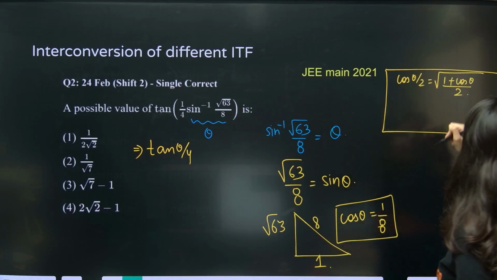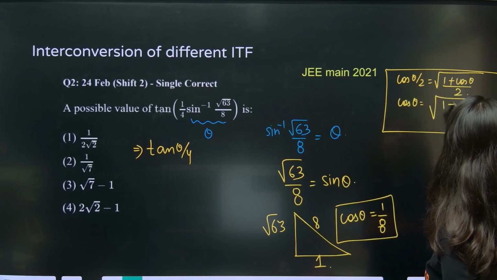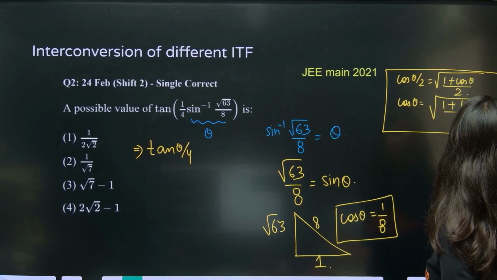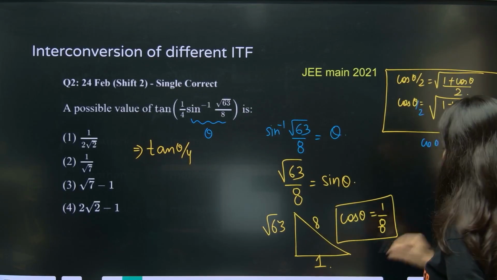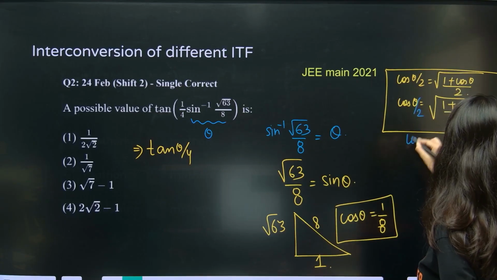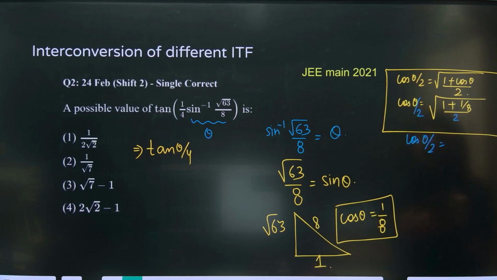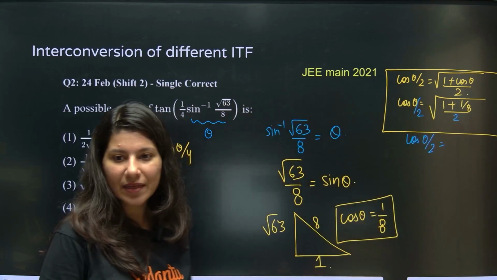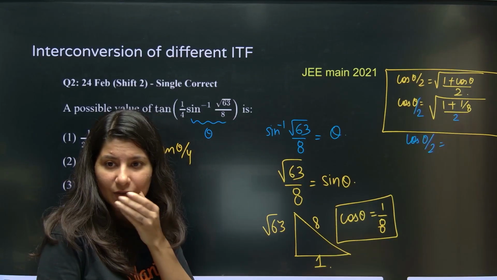Everybody? Yes or no? So cos theta by 2 from here will be what? Square root of (1 plus 1 by 8) upon 2. So from here, cos theta by 2. Tell me. Ma'am, it is going to be 9 by 16. Right? Have I done something wrong over here?